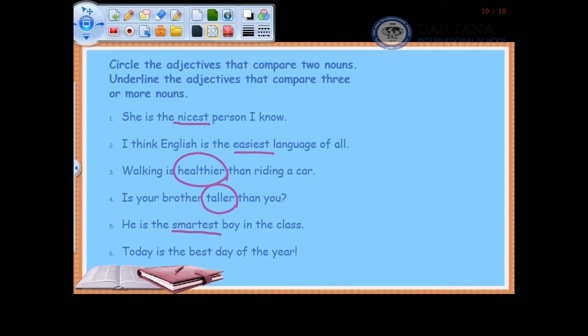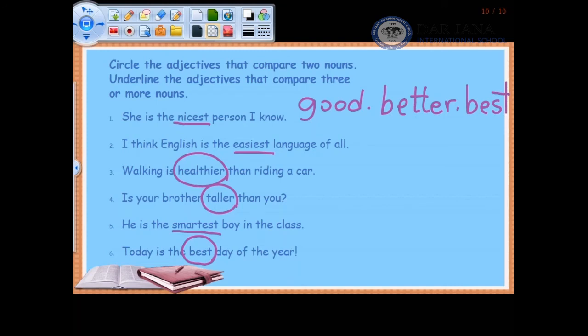Number 6, today is the best day of the year. Remember, best is a special adjective that compares among more than two. Keep in your mind that I have good, better. When I compare between two nouns, I use better. And if I want to compare among more than two, I say the best.